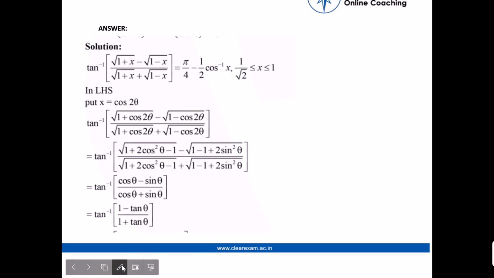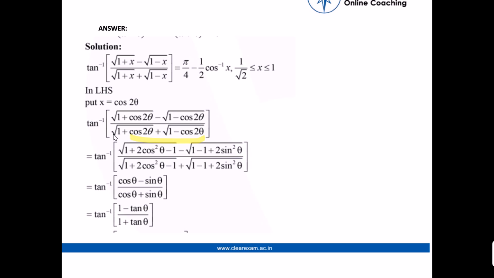So the solution for the first one will be, this is our given equation: tan inverse of (√(1+x) − √(1−x)) over (√(1+x) + √(1−x)) equals π/4 minus 1/2 cos inverse x. In the left hand side, we can put x equals cos 2θ. We get tan inverse of (√(1+cos 2θ) − √(1−cos 2θ)) divided by (√(1+cos 2θ) + √(1−cos 2θ)).